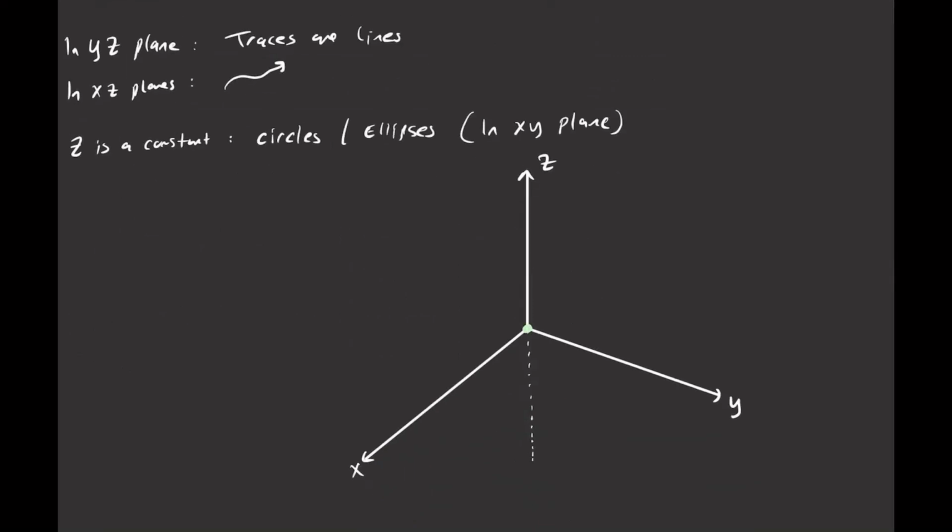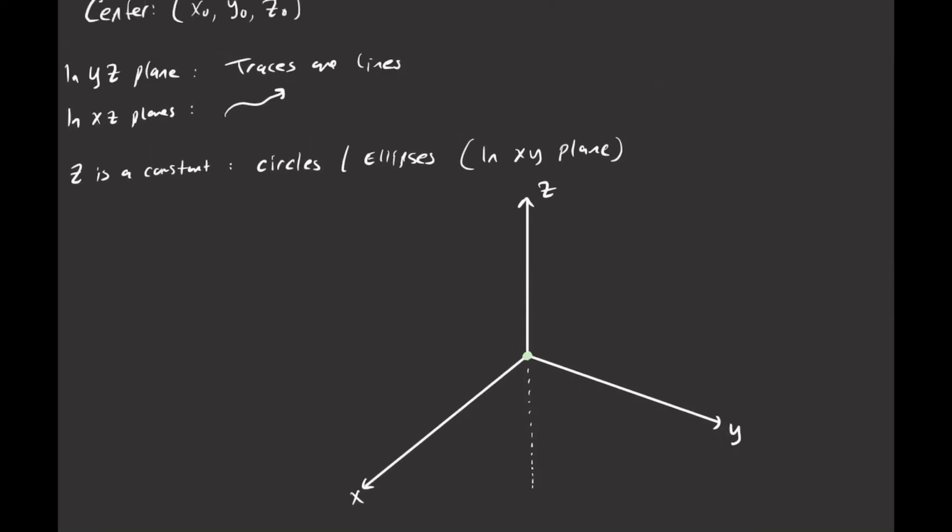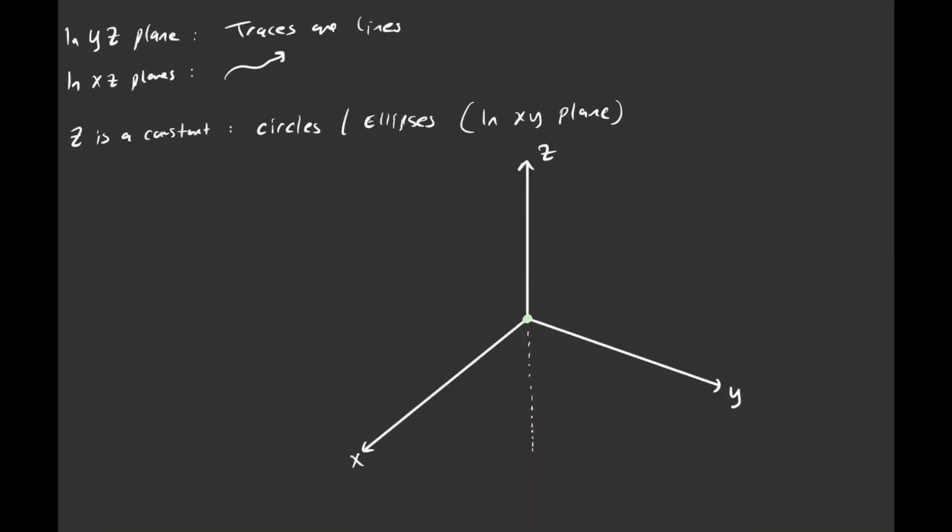Now, when I look at the traces in the XZ plane and YZ plane, they're lines. So they're going to be lines of positive and negative slopes. You're going to have two lines. So for instance, depending on the slope, maybe one of them looks like that, and another one would look like this, passing through the center. And the traces in the XY plane are circles or ellipses, depending on the A and B values. So we'll have something like this.